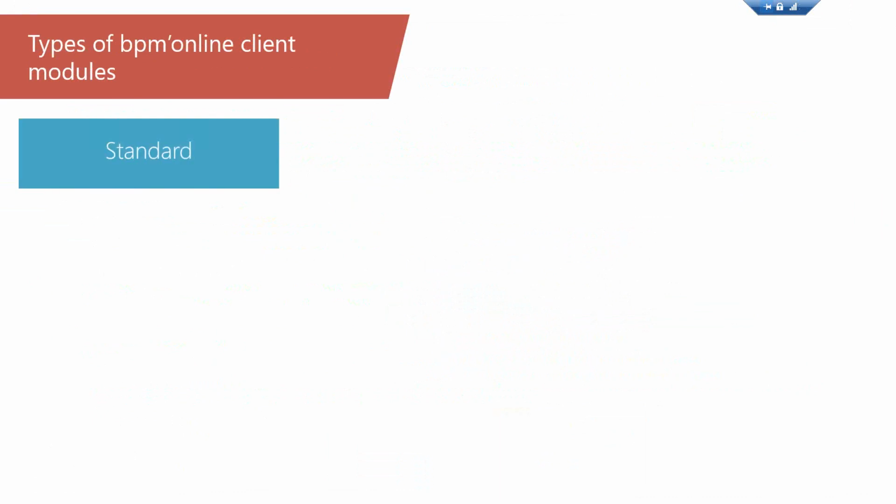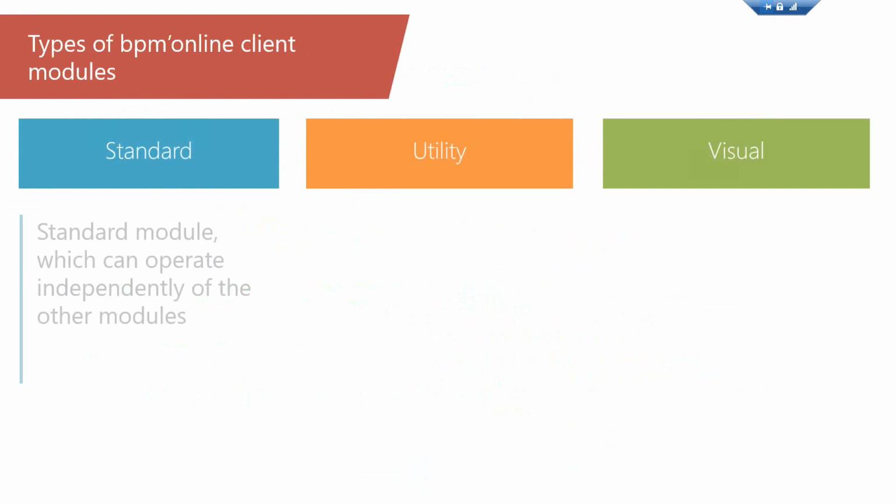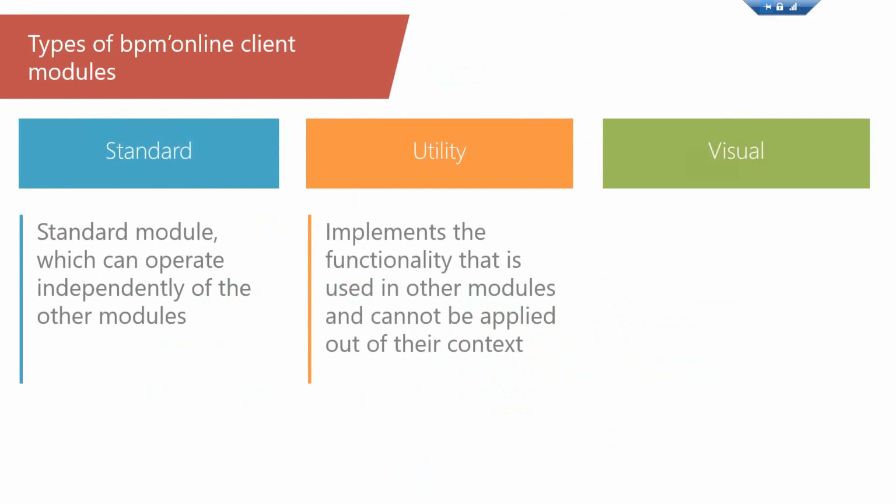In bpm'online, all the client side is based on such modules. There are several types of modules in bpm'online: standard modules, utility modules, and visual modules. Standard modules can operate independently of other modules. Utility modules are usually not so independent. They are not suitable out of other modules' context. And usually utility modules are used by standard modules.